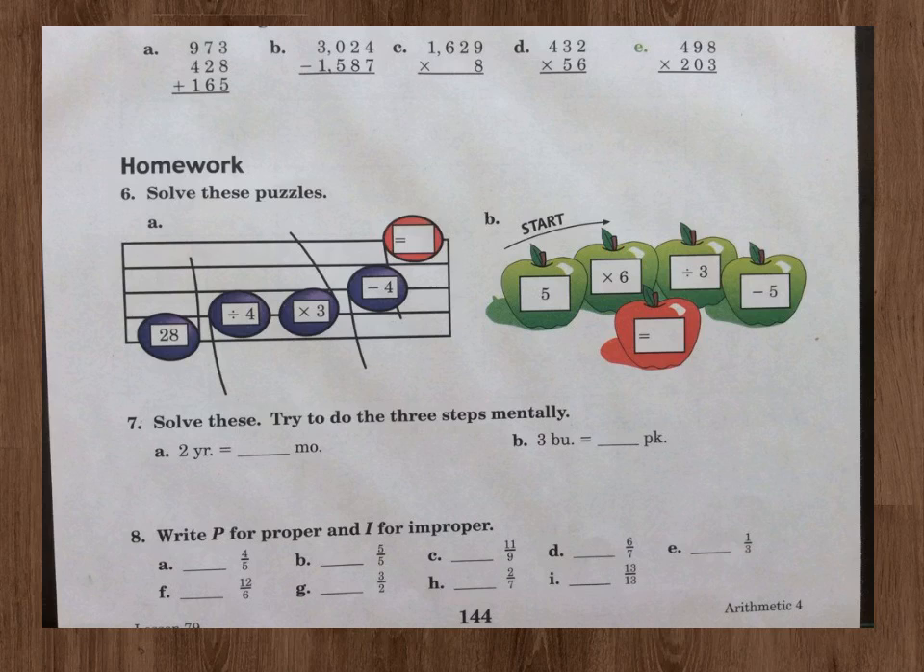Look down at number 8. I want to do 8 with you guys. Remember, if a larger number is on top, it's proper. If it's a smaller number on top, now I said that wrong. If a larger number is on top, like 12 over 6, then that is improper, opposite of what I just said. If a smaller number is on top, then it is proper. And if it's the same number over itself, like 5 over 5, it is also improper. Okay, go ahead and do the rest on your own.